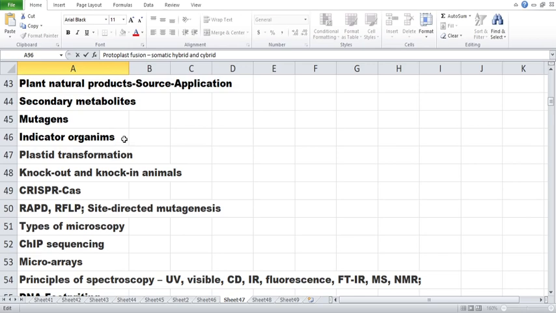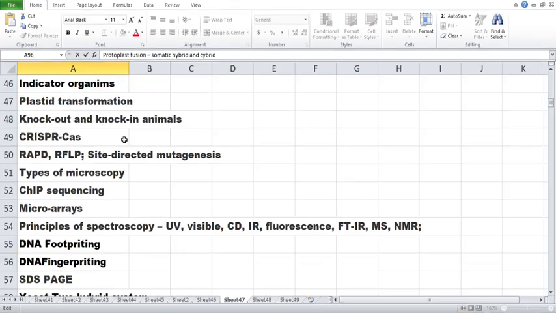And next, you should know about indicator organism, and plastid transformation is a highly important topic. So please don't try to skip this particular topic. Next, how knockout and knock-in in animals is performed. Next, CRISPR-Cas technology. Then you should know about site-directed mutagenesis, RAPD, RFLP.